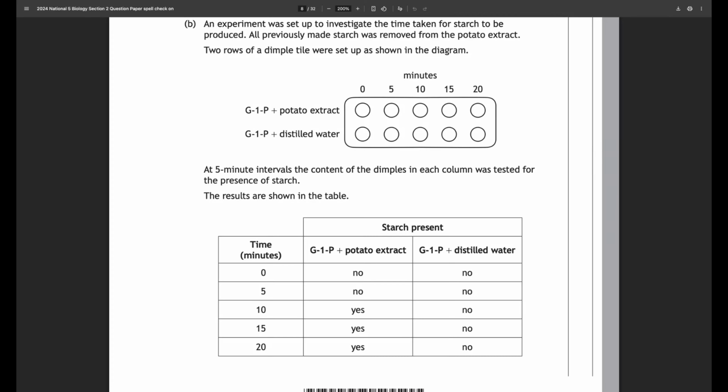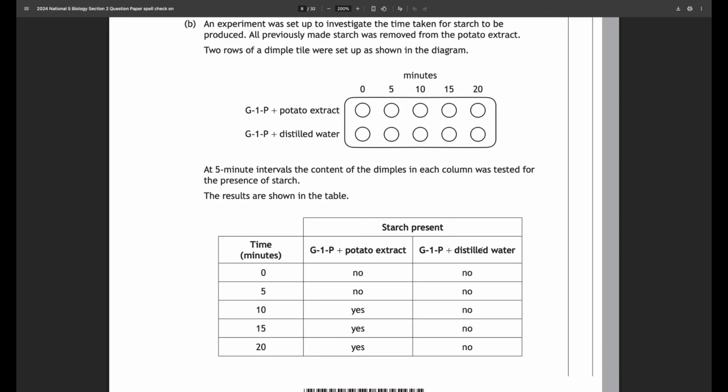The results are shown in the table. So we can see there's 2 rows. The first row has G1P, that's our substrate, and potato extract, which, if we read back to the top, is where we get our enzyme. So substrate plus enzyme equals an enzyme-controlled reaction. So therefore, we would expect to see a change in that first row there.